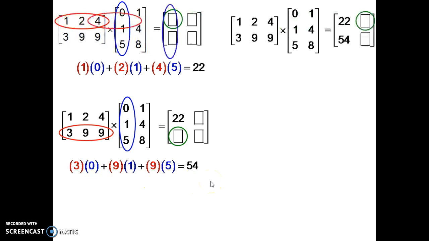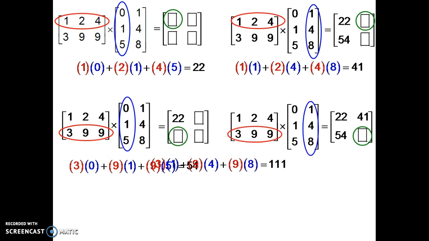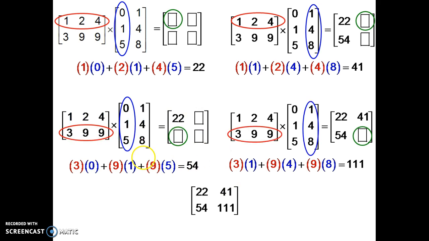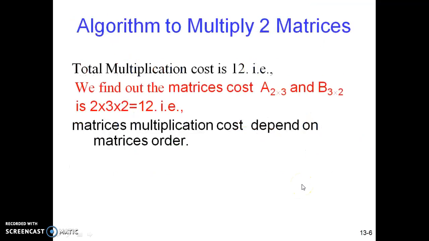In this way, the resultant matrix is 22, 54, 41, 8. The total number of multiplications is 12. That means for 22, 3 multiplications, for 54, 3 multiplications, that is 6 multiplications, and for 41, 3 multiplications, that means 9, and this one 3 more. That means the total number of multiplications is 12. We find the matrix cost is 12.